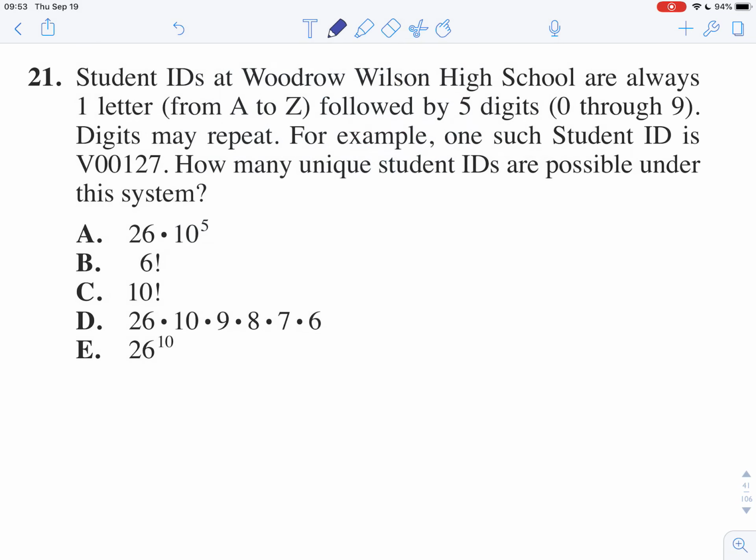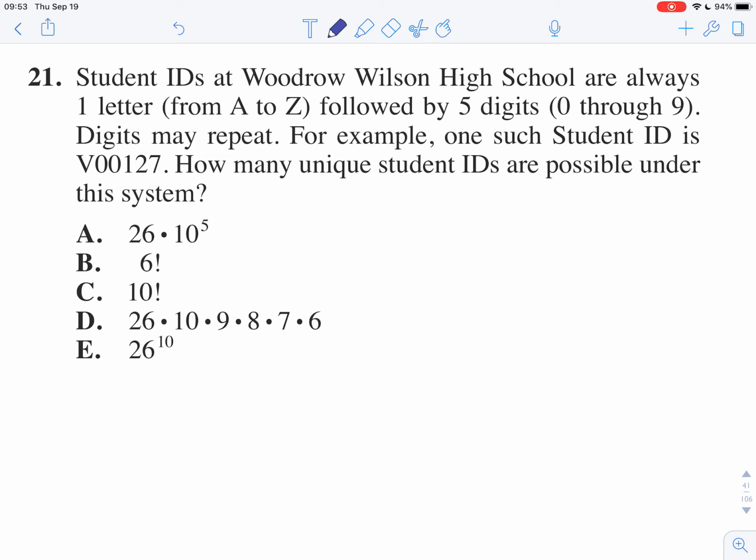Number 21. The student IDs at Woodrow Wilson High School are always one letter followed by 5 digits. I said students, it's the IDs that are one letter followed by 5 digits, and they tell us that the digits may repeat. They give us an example, and the student ID is V00127.